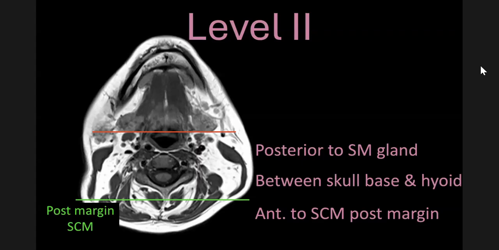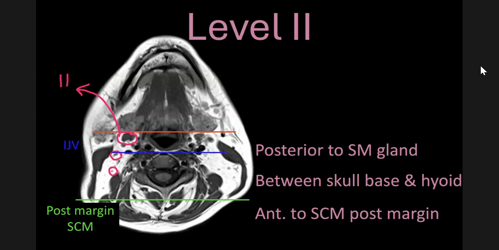are anterior to the sternocleidomastoid muscle. So in between the posterior margin of the submandibular gland and the posterior margin of the sternocleidomastoid muscle, and in between the skull base and the hyoid bone are the level 2 lymph nodes. Then these level 2 lymph nodes are also further divided into level 2A and level 2B.